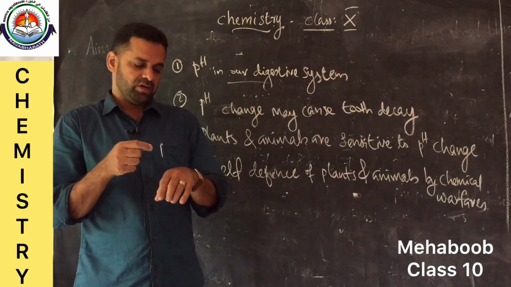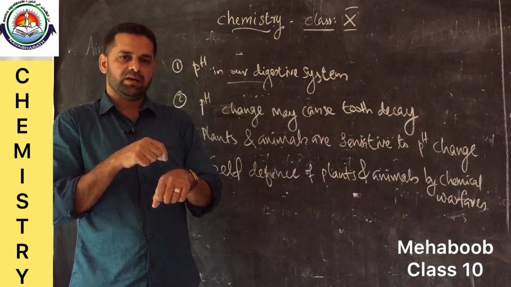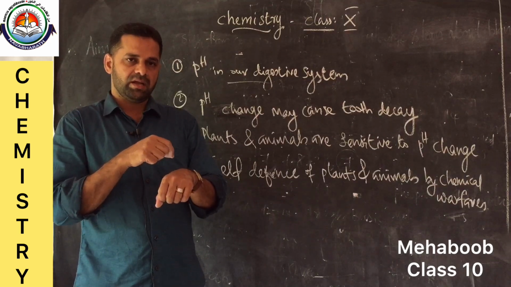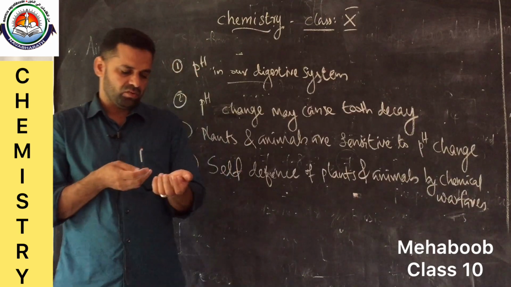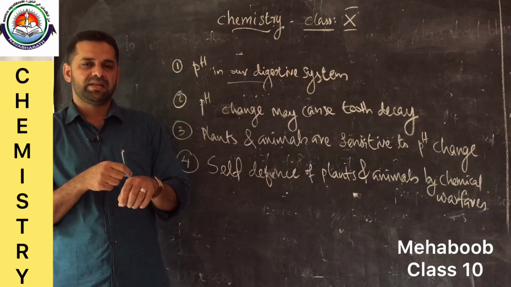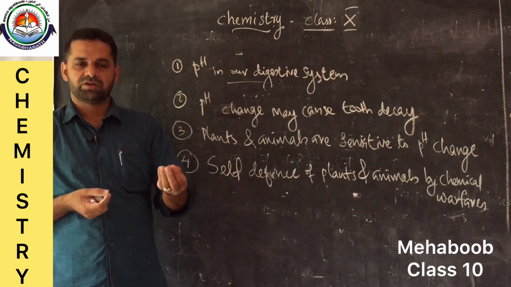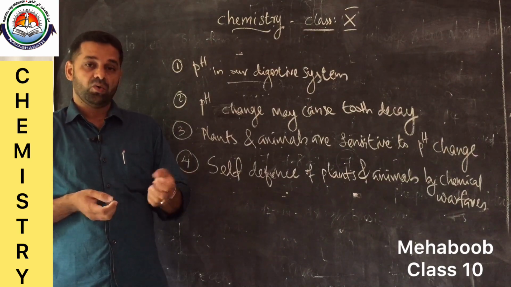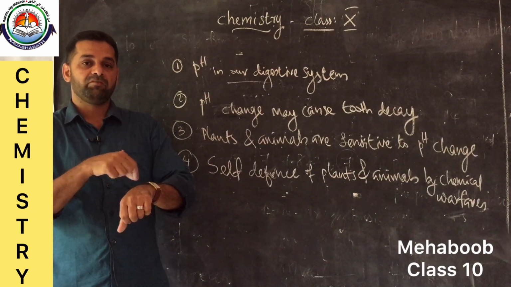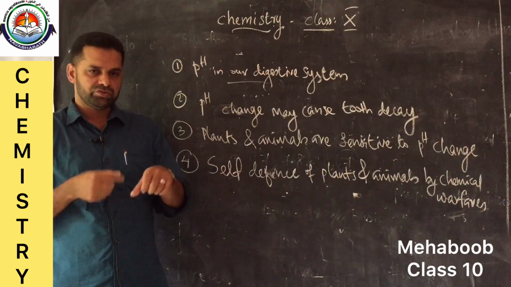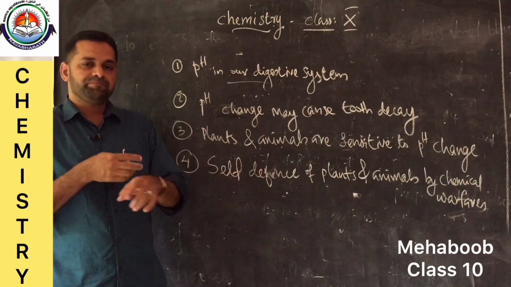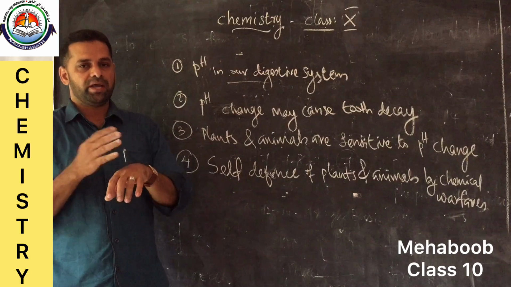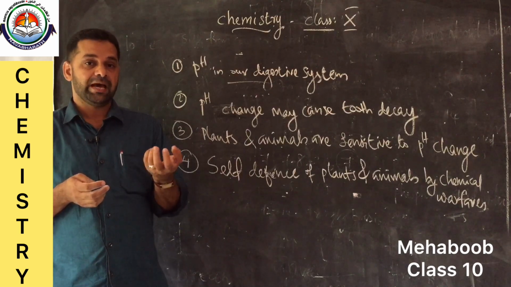So what do we do? We may apply certain light or weak bases like baking soda solution, or sometimes we may apply turmeric. They are bases, so they will neutralize the acid, because it may cause burning and pain.